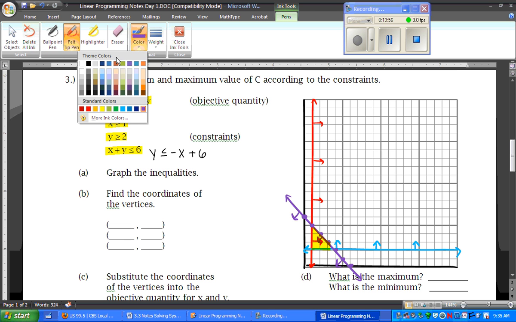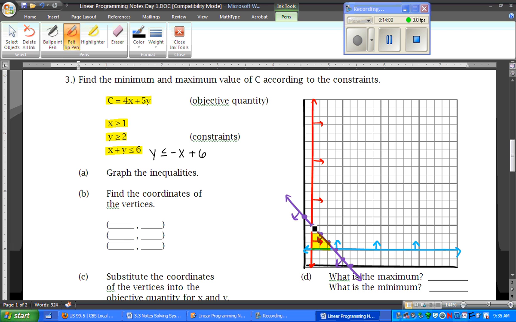And I would go back and find all of the intersection points, or your vertices. The top left one is at 1 comma 5. The bottom left one is at 1 comma 2. And the bottom right one is at 4 comma 2.